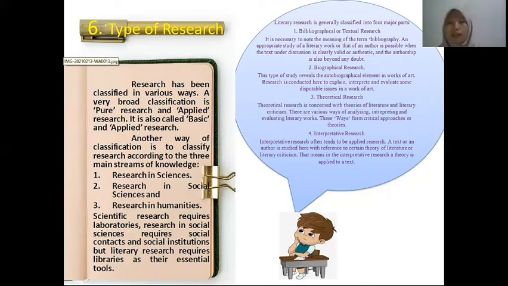The third is theoretical research. Theoretical research is concerned with theories of literature and literary criticism. There are various ways of analyzing literature. And the fourth is interpretive research, which often tends to be applied research. A text or an author is studied here with reference to a certain theory of literature or literary criticism. That means in interpretive research, a theory is applied to a text. I think that's all from me.